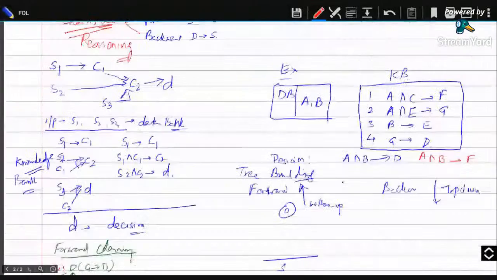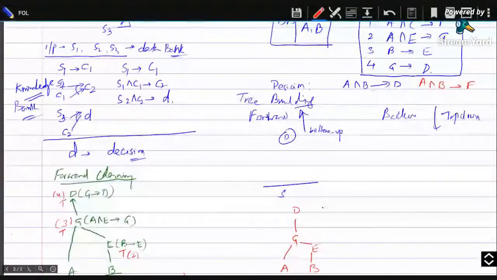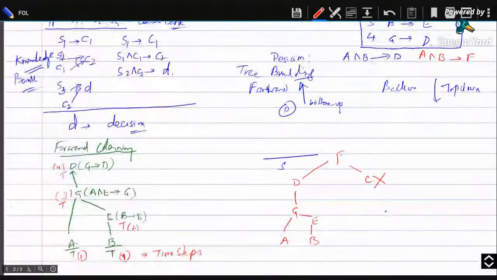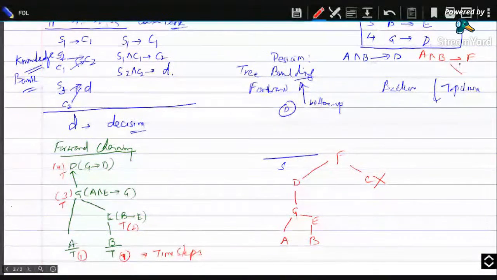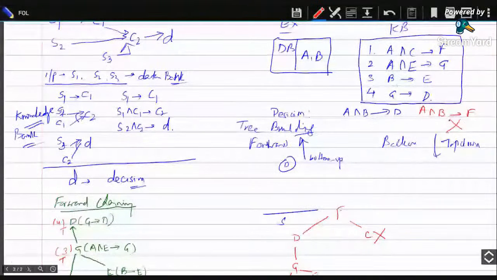Therefore, I cannot get to F. I need a C, which is not available. Therefore, I can claim that with the available information, this cannot be proved. Now, how can I prove this?